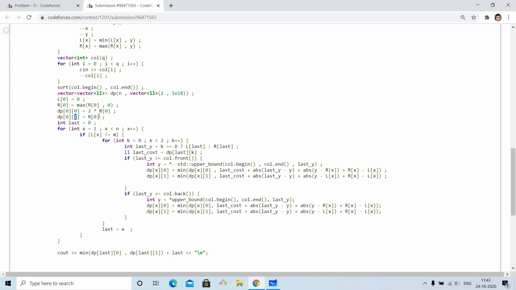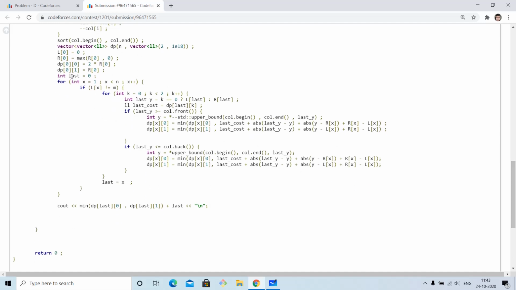If we are ending at the right, that is only right of 0. So now this will be our last variable, the last row which we have covered. Initially our last row covered will be 0, and then we go from 1 to n, and for each of these 1 to n, we will compute this dp of x comma 0, and then we'll update this last to be that row which we are processing.